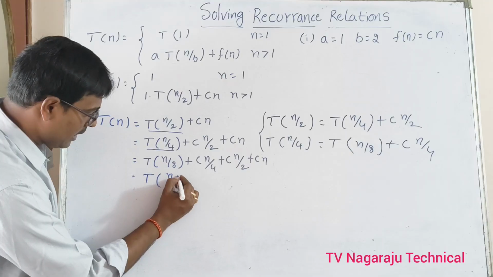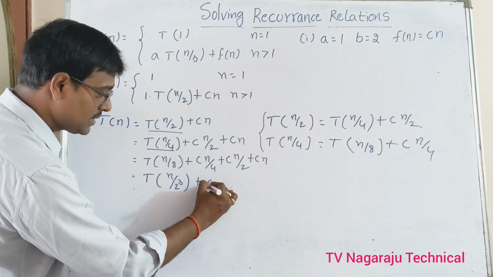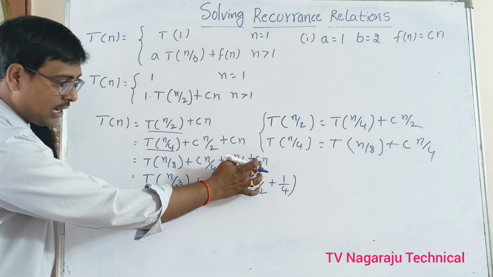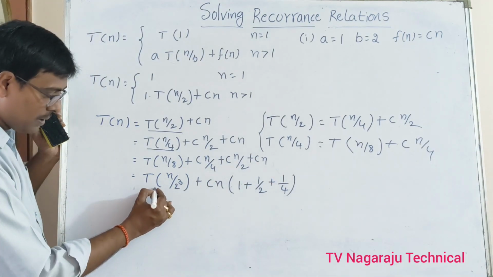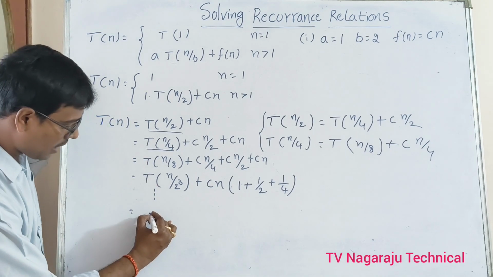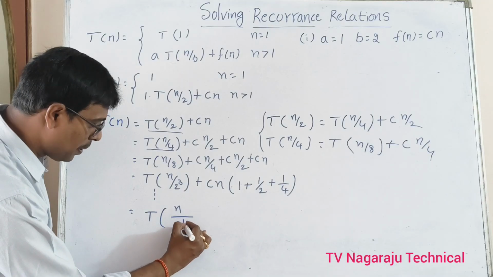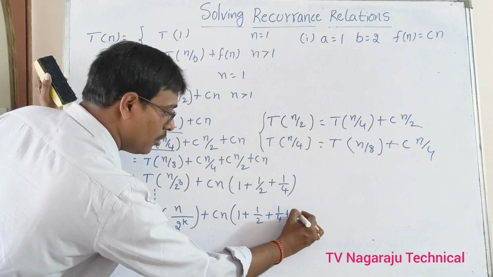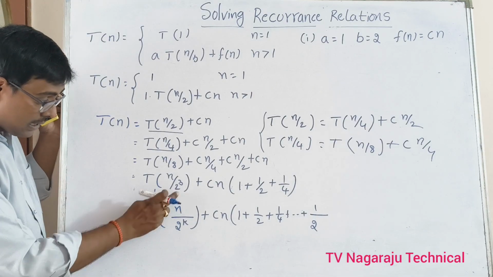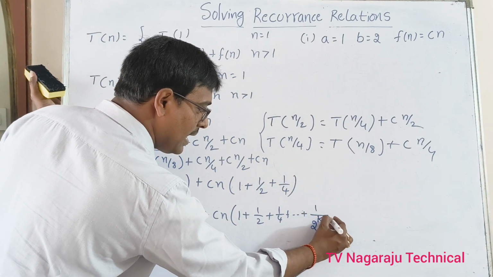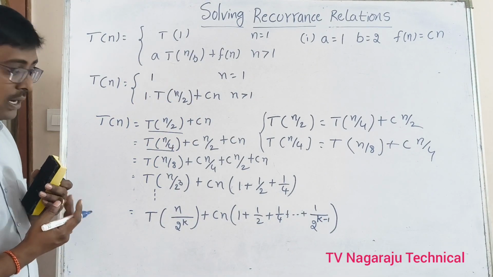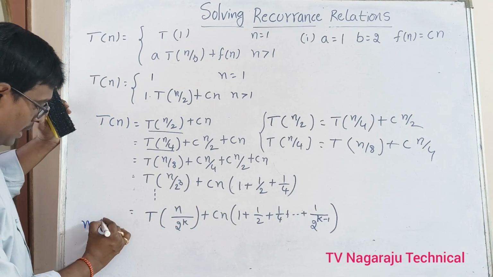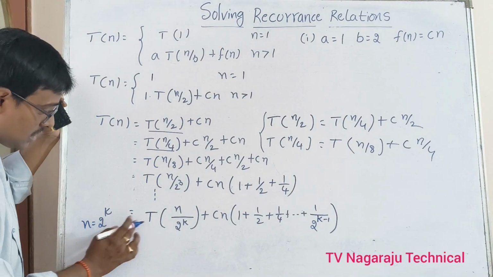Here, T(n/2³) plus Cn times (1 + 1/2 + 1/4). You got the pattern? I take Cn as common: 1 + 1/2 + 1/4. Assume this is repeated k number of times: T(n/2^k) + Cn(1 + 1/2 + 1/4 + ... + 1/2^(k-1)). When we stop the procedure, this value is equal to 1, so I assume n is equal to 2^k.